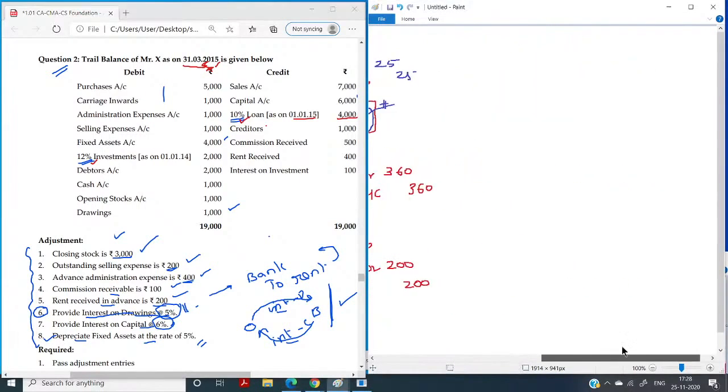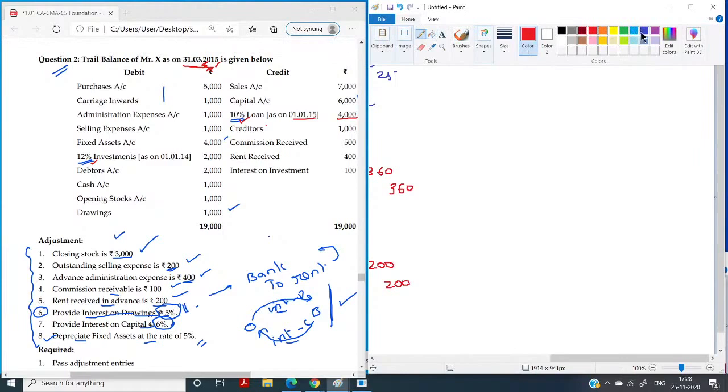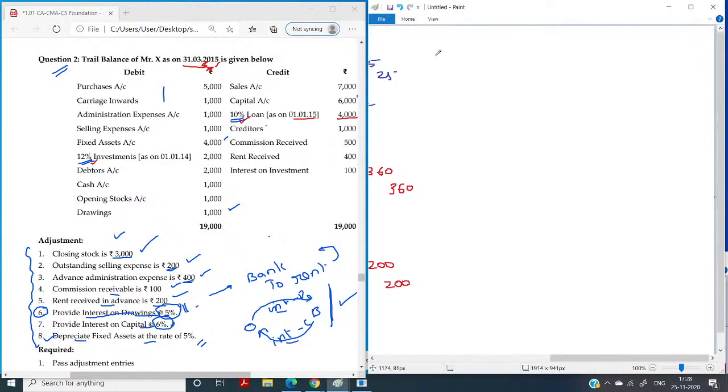See, a 10% loan borrowed on 1/1/2015. We are preparing the accounts from 1/4/14 to 31st March 15. This is the accounting year for which we are going to prepare the accounts. And the loan is borrowed on this date. From this date to this date, the interest could have accrued.